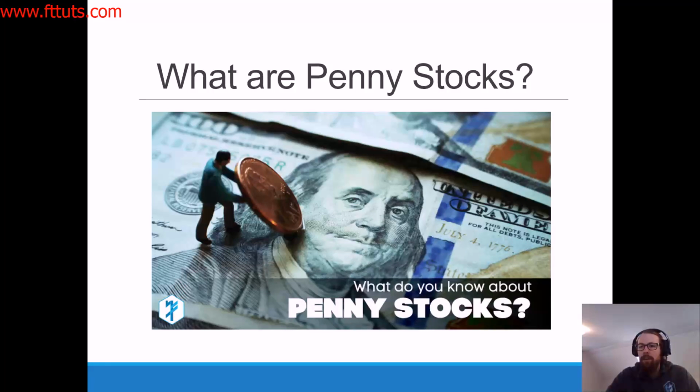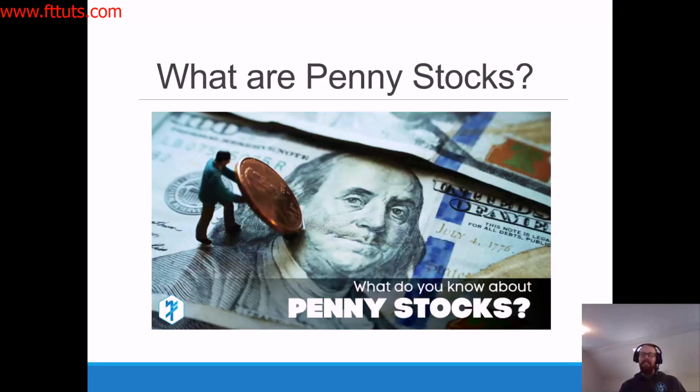All right. So one of the things I was first interested in when I started trading was penny stocks. I knew that a lot of traders with small accounts would trade penny stocks. You put $10,000 into a penny stock, you can maybe double your money overnight. That's the type of thing that you would hear about. So what are penny stocks?